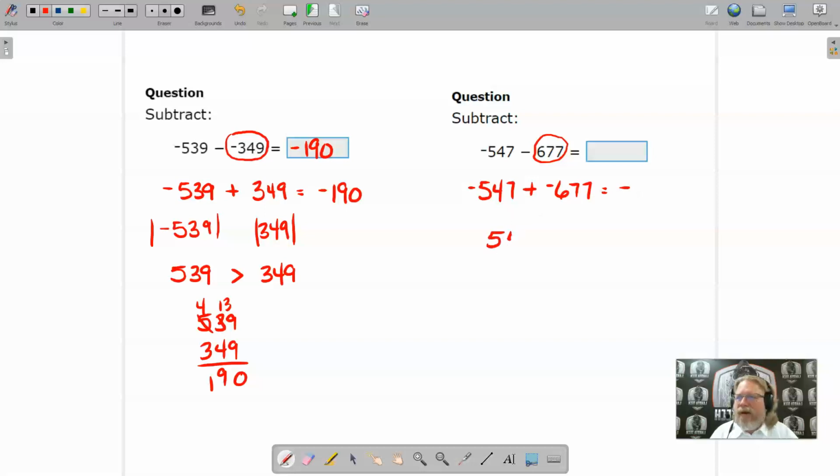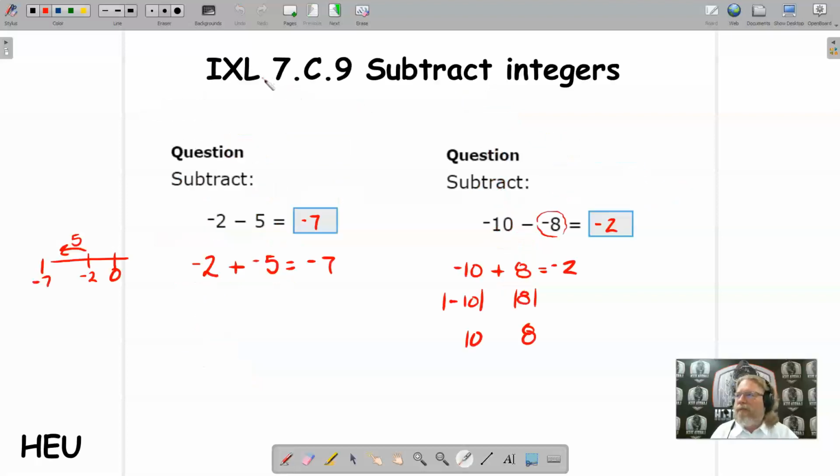So let's stack those up, 547 and 677. And we're going to add these together because they're the same sign. Over here we were subtracting because they were different signs. So 7 plus 7 is 14. Carry the 1. 7 plus 1 is 8, plus 4 more is 12. Carry the 1. And 5 and 1 is 6. And 6 and 6 is 12. So it's going to be a negative 1,224. We'll throw that in the box there. Negative 1,224. All right, those are all of my examples for IXL 7.C.9, subtract integers.